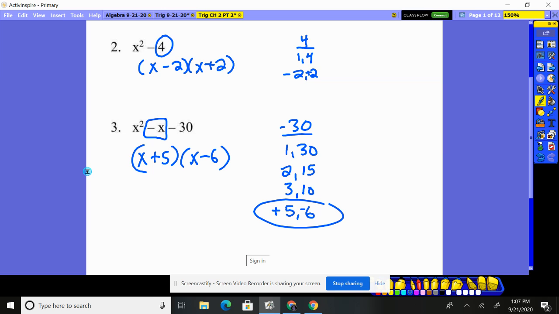And again, I recognize all these are sort of trinomials, so I know it's going to break down into a binomial times another binomial.